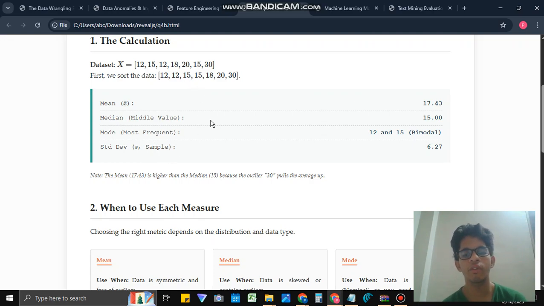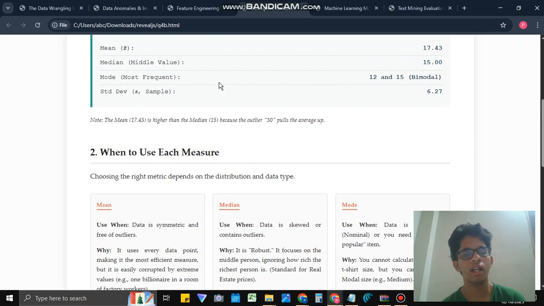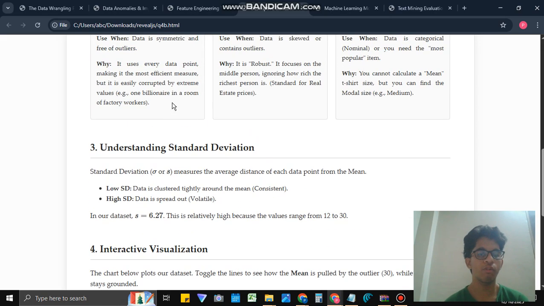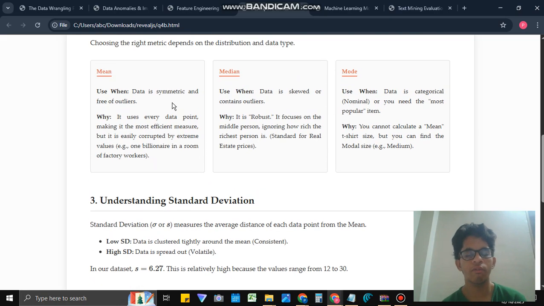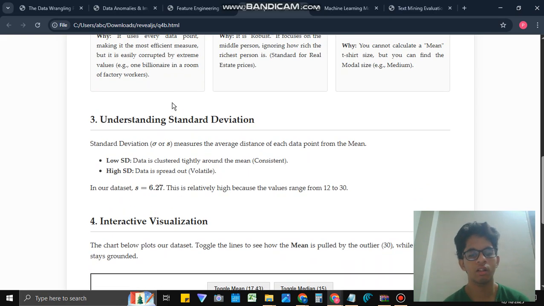The most frequent values are 12 and 15, so it will be a bimodal data set. And the standard deviation we can calculate by the formula: square root of summation of (x minus x bar) whole square, divided by n. So that's about this question.